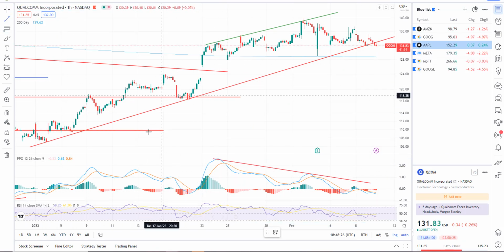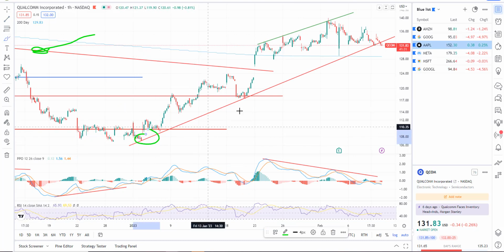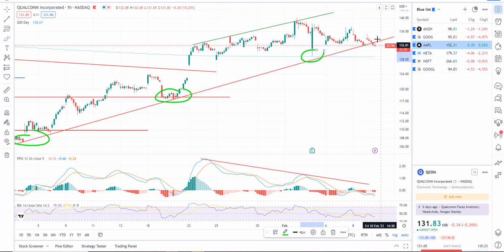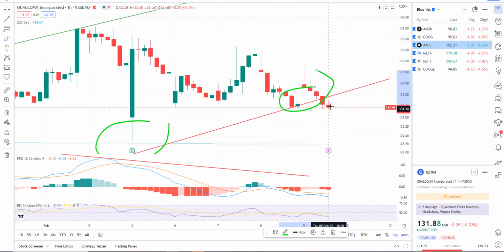Obviously, negative divergence here on the hourly. We've got this price channel here. Support, hit that there. And we're starting to crack. It's not impulsive, so I can't say that's a sell signal, but it's definitely starting. So again, these are looking weak.